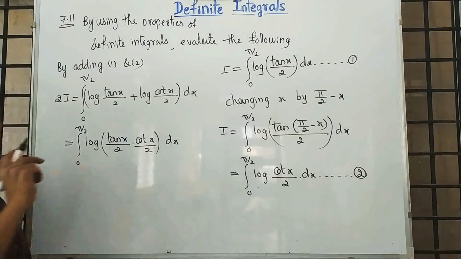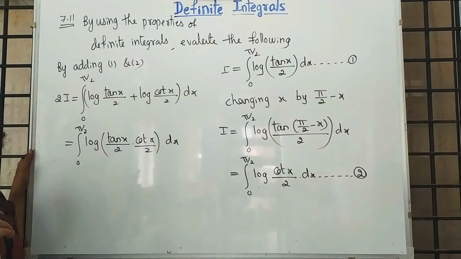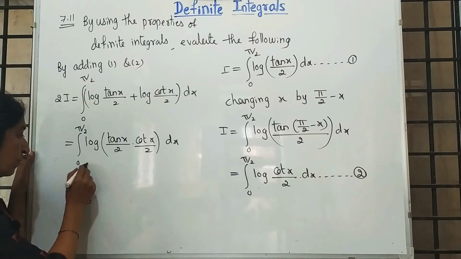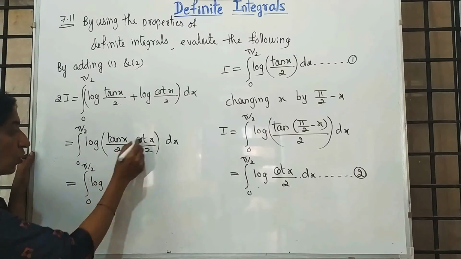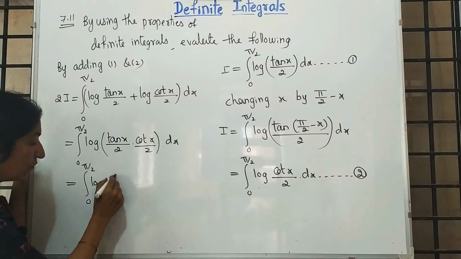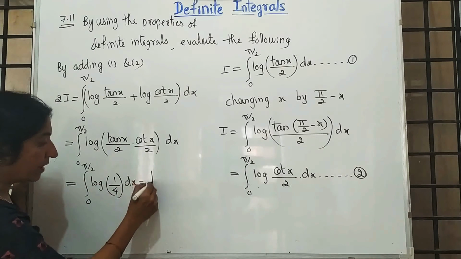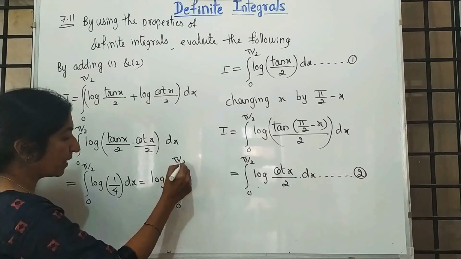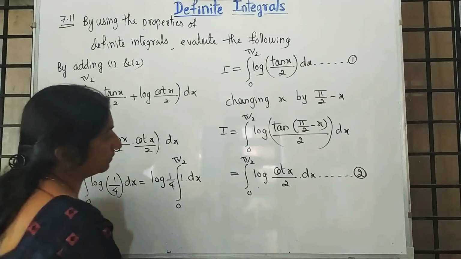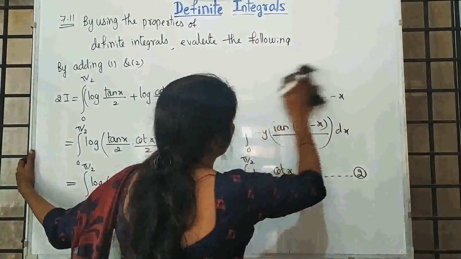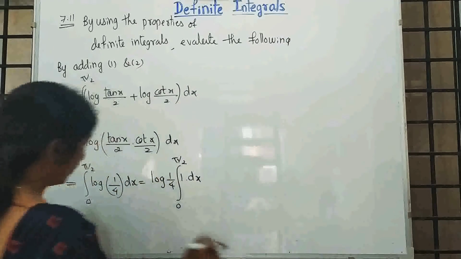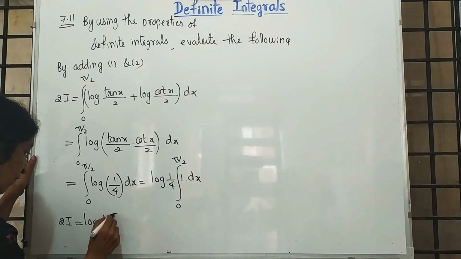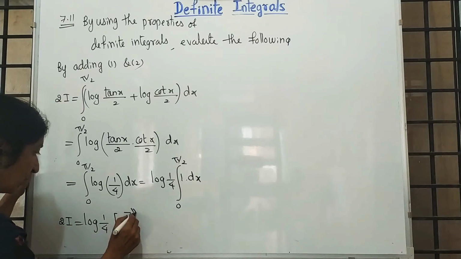And one more thing, if you are familiar with the first trigonometric formula, tan x into cot x is 1. So the integral from 0 to pi by 2 of log of tan into cot, which is 1, and 2 into 2 is 4, so 1 by 4, into dx. But log of 1 by 4 is a constant, write it outside. The integral from 0 to pi by 2 of 1 into dx. Now 2I is equal to log 1 by 4 constant, integration of 1 is x from 0 to pi by 2.